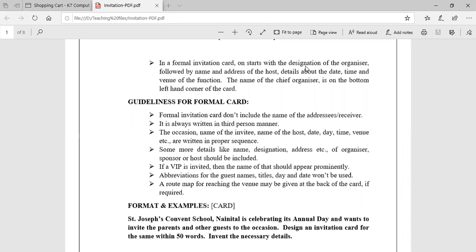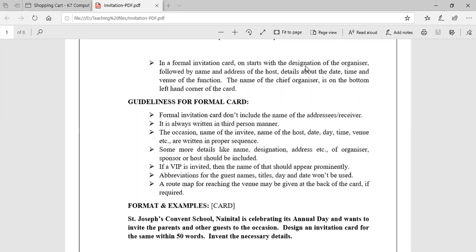So all the writing skills are very important. 90% we have to follow the third person's note. Instead of going for first person and second person, we can go for third person whenever you are talking about formal things. So here, formal invitation printed card, we are following the third person's note. It is always written in third person manner: the occasion, name of the invitee, name of the host, date, time, venue, and so on are written in proper sequence.